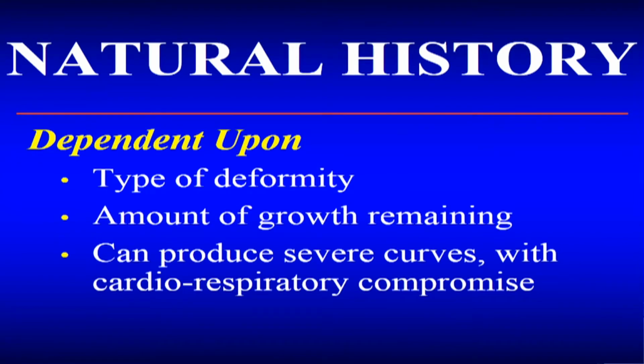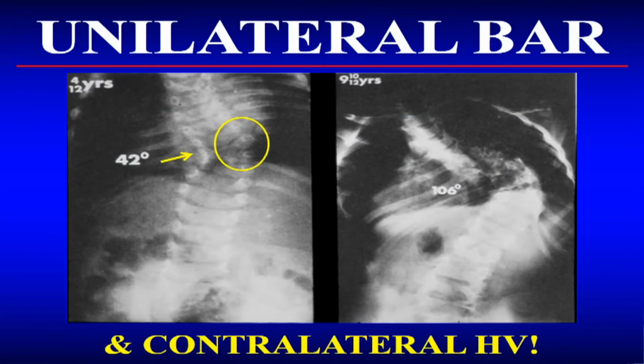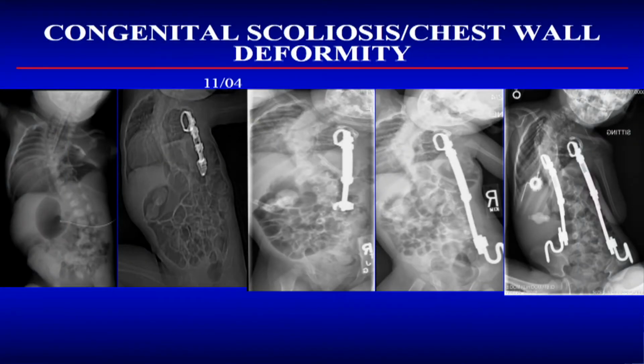The natural history of patients with early onset congenital deformity really depends on the type of deformity and the amount of growth remaining, and we do know that these can produce severe curves with cardiorespiratory compromise. One of the most unfavorable prognoses is having a unilateral bar, seen here on the concavity, and a contralateral hemivertebra on the convexity. This often produces very malignant progression with growth.